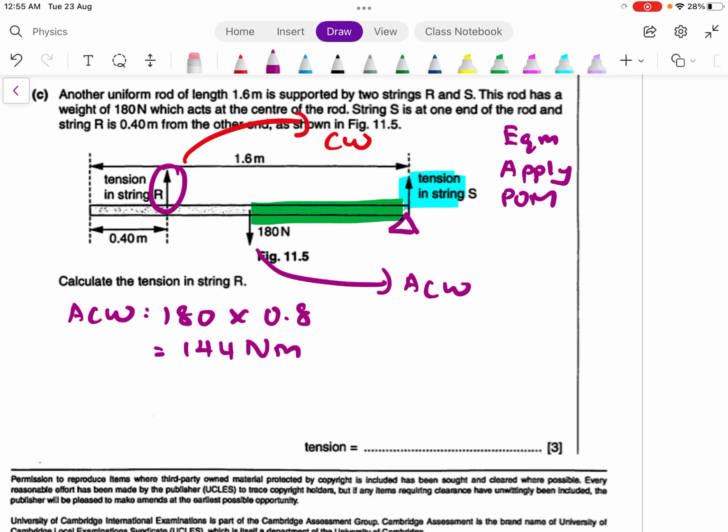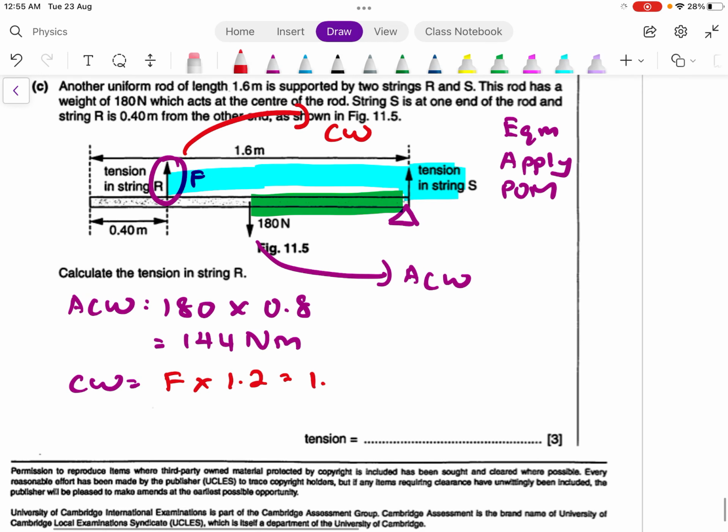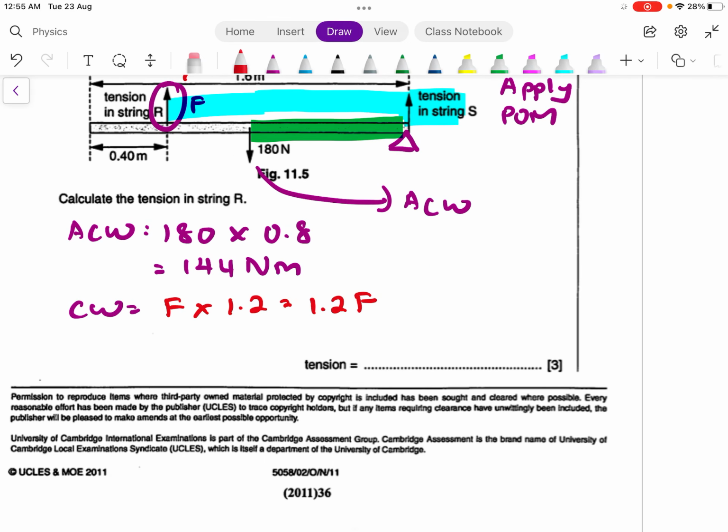Okay, next will be your CW. For CW I do not know the force, so maybe I just put it as F. So CW is equal to F multiplied by the whole of this perpendicular length, which is 1.6 minus 0.4, so 1.2. So it's equal to 1.2 F Newton meter. Okay, so I just apply the POM, CW equal to ACW. So 1.2 F is equal to 144. So F is equal to 144 divided by 1.2. So it's roughly 120 Newton. So that is the answer for the tension of string R.